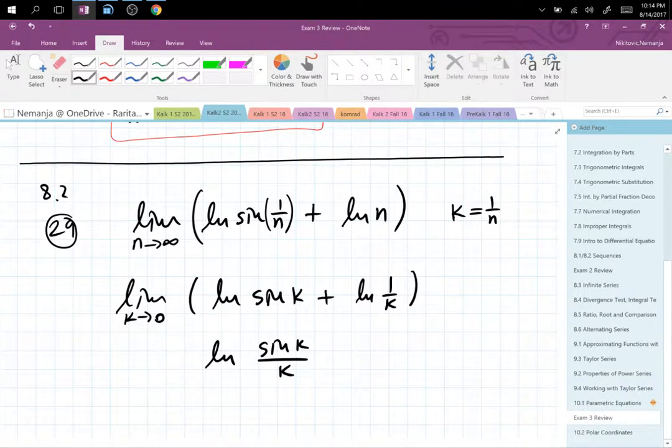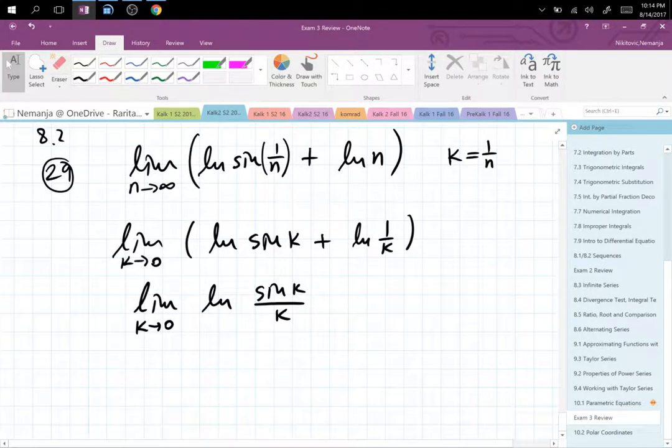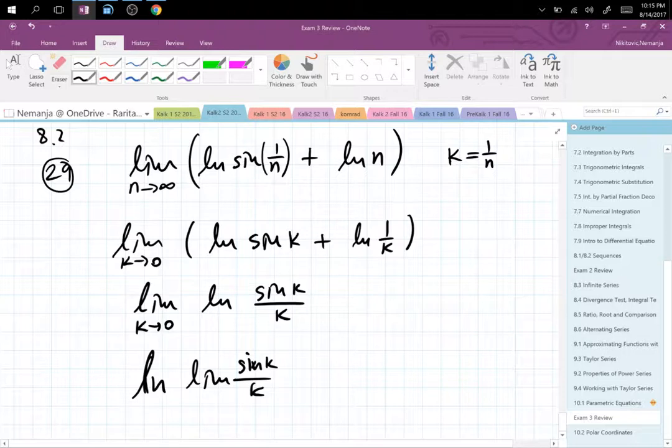And I still have the limit as k goes to 0. Now, later on in mathematics, you learn that these can swap, so the limit can go inside ln. So we have ln of the limit of sine k over k as k goes to 0, which is 1.